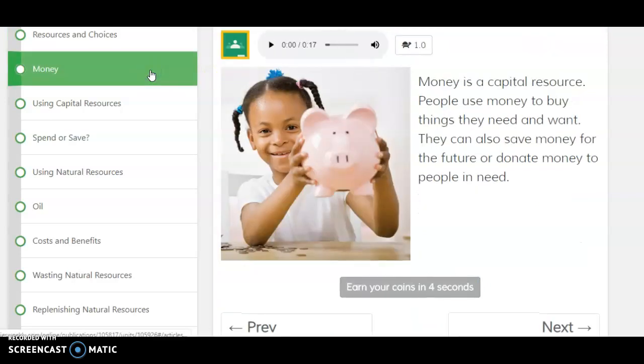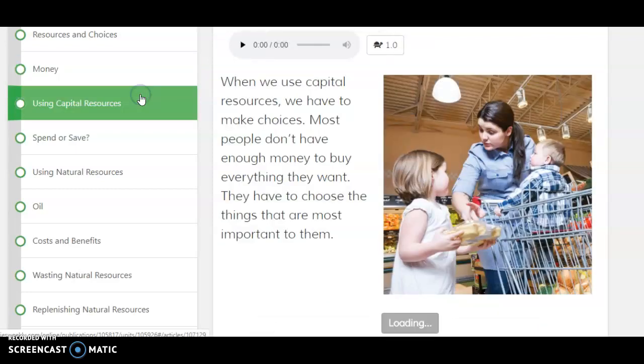The next part talks about money. Money is a capital resource. People use money to buy things that they need and want. They can also save money for the future or donate money to people in need. When we use capital resources, we have to make choices. Most people don't have enough money to buy everything that they want, so they have to choose the things that are the most important to them.